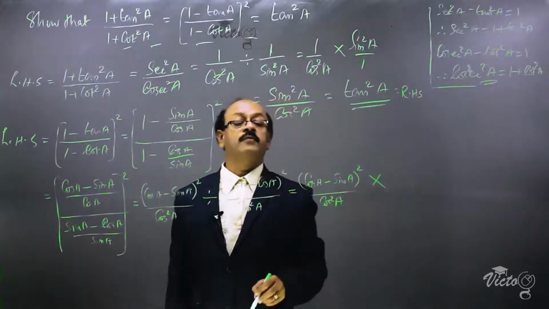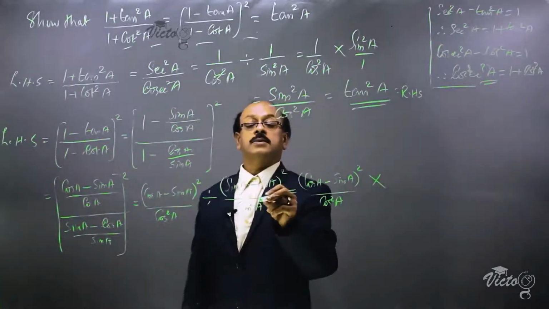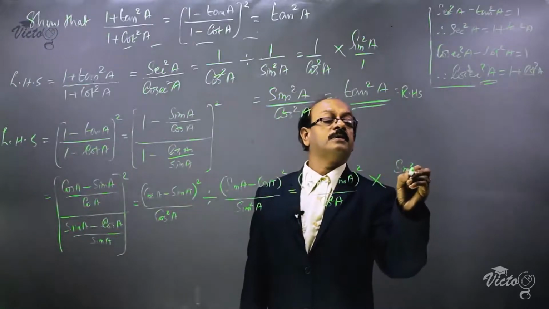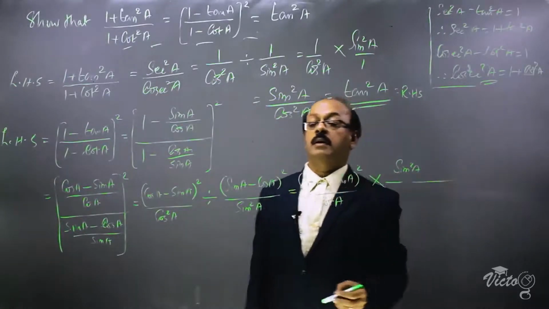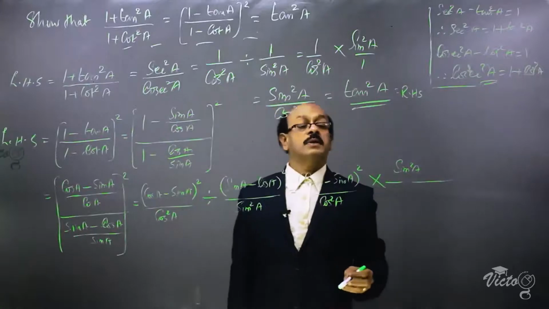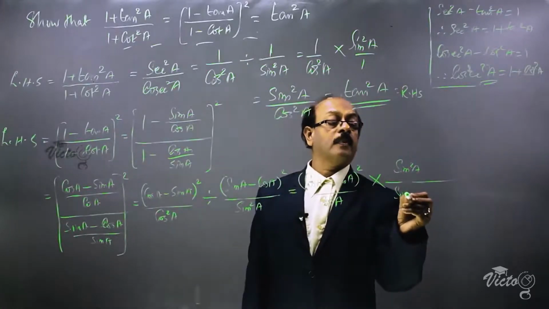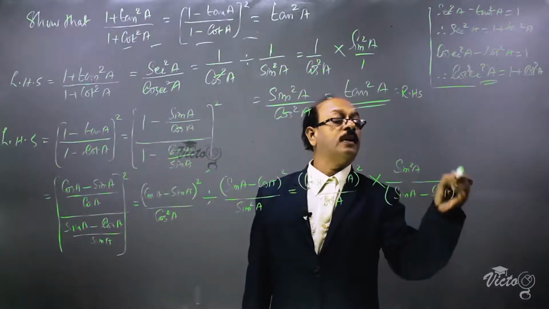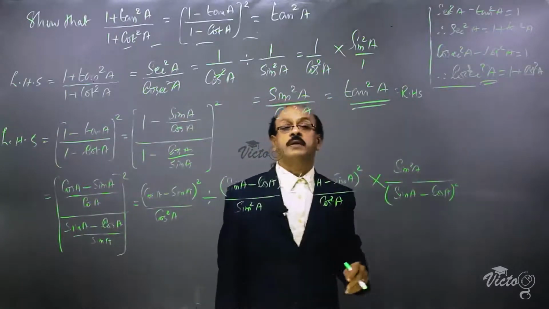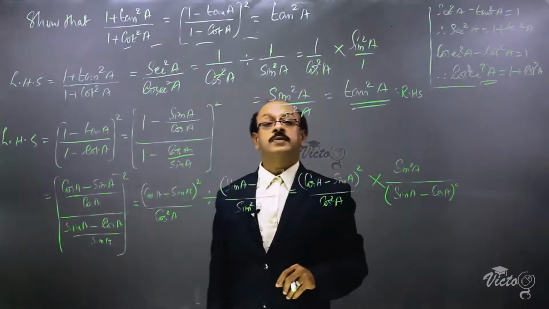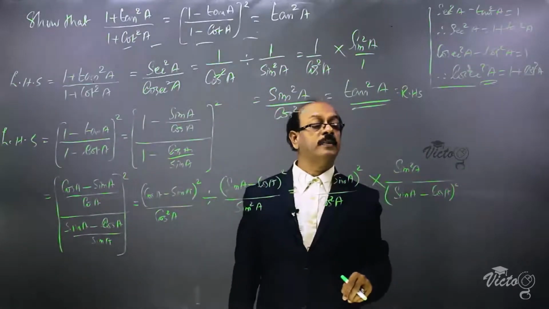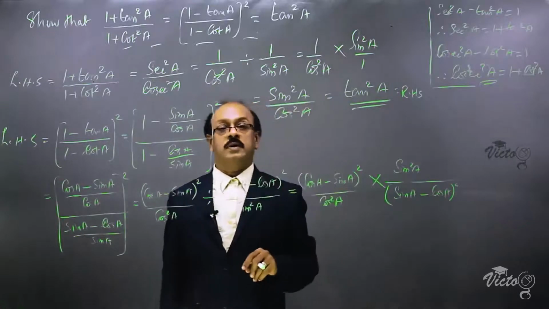Then multiply with the reciprocal. So it is sin square A in the numerator, sin square A divided by (sin A minus cos A), the whole square. See, in the first fraction, the numerator is (cos A minus sin A), the whole square, and in the second fraction, the denominator is (sin A minus cos A), the whole square.